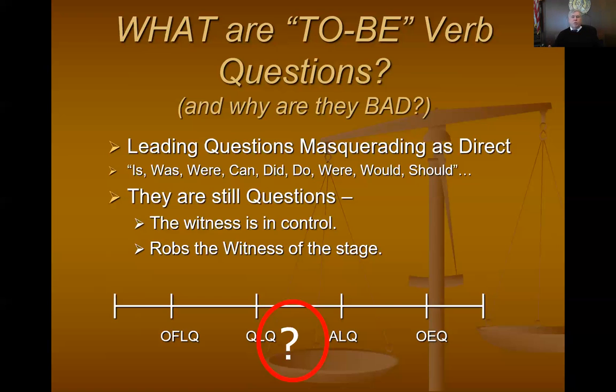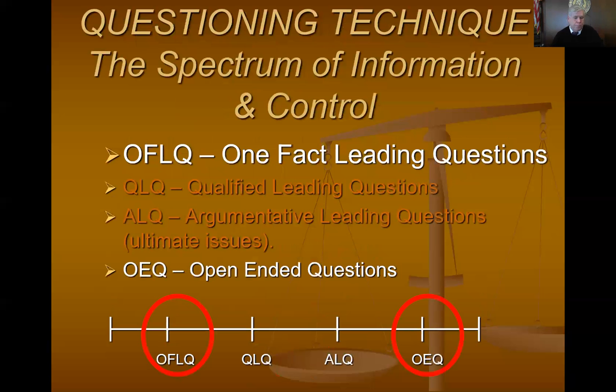The problem with these to-be verb questions, they don't really fit anywhere on the spectrum. They're not leading in the sense that you're surrendering control, but by the same token, they are leading because they suggest an answer. And so we're going to practice on ways to eliminate the to-be verb questions from a vocabulary, and it's going to make your questions more precise and your witness examinations much more crisp.